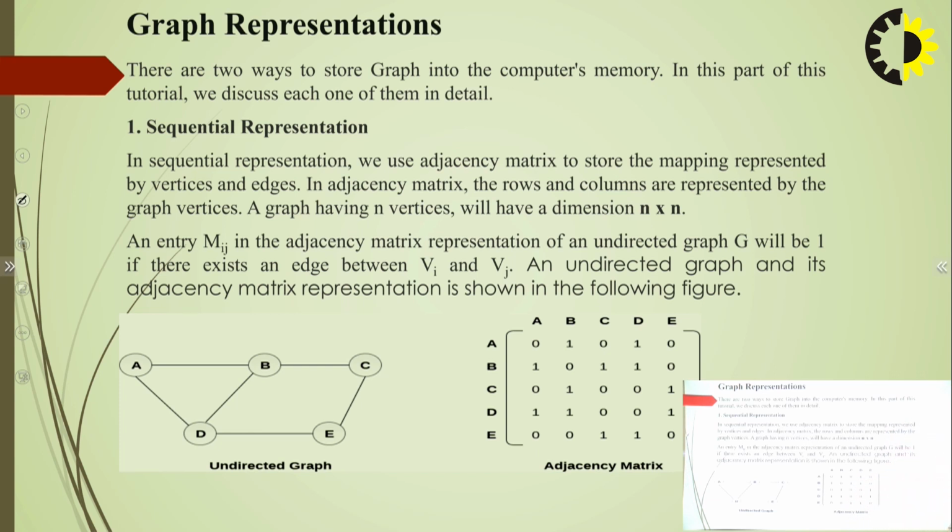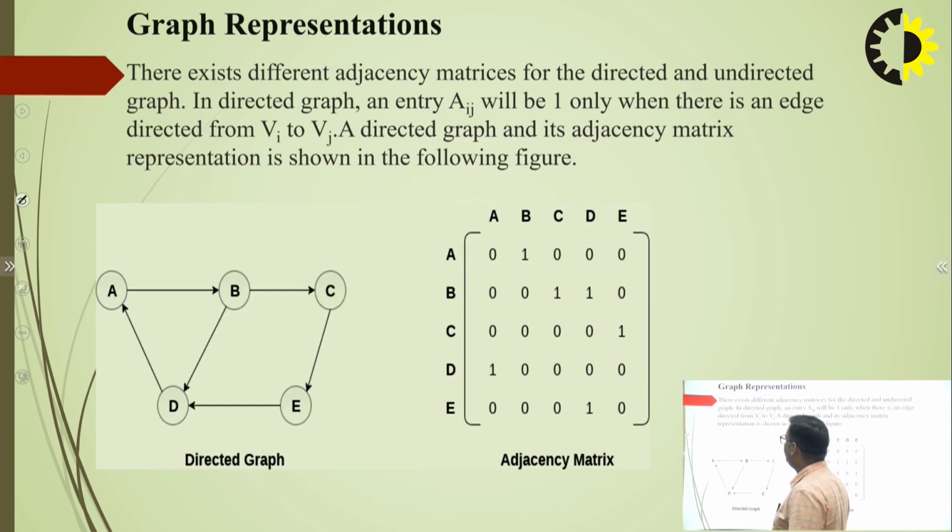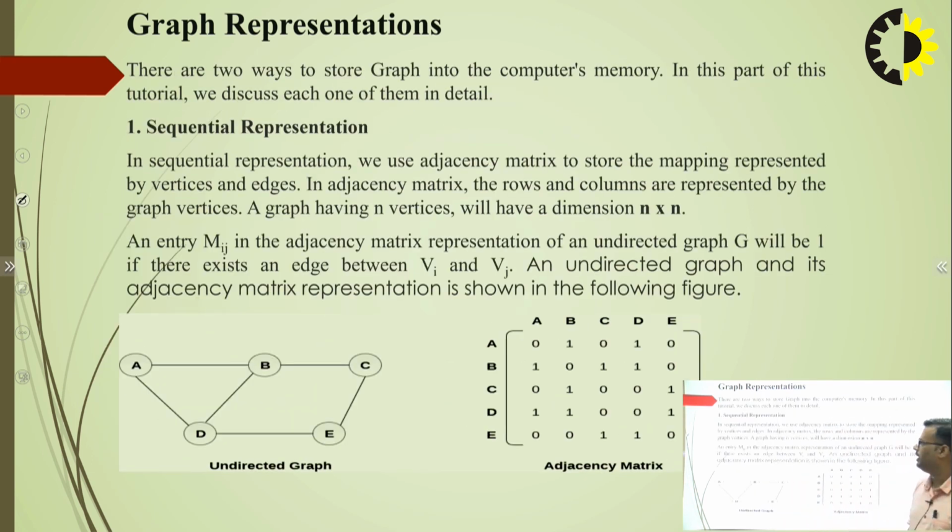A graph representation. So here we will discuss the graph representation. Then the first point is sequential representation. How to represent a sequential representation? So here we are also taking a graph, an undirected graph A, B, C, D, E, and through the undirected graph we will maintain an adjacency matrix.